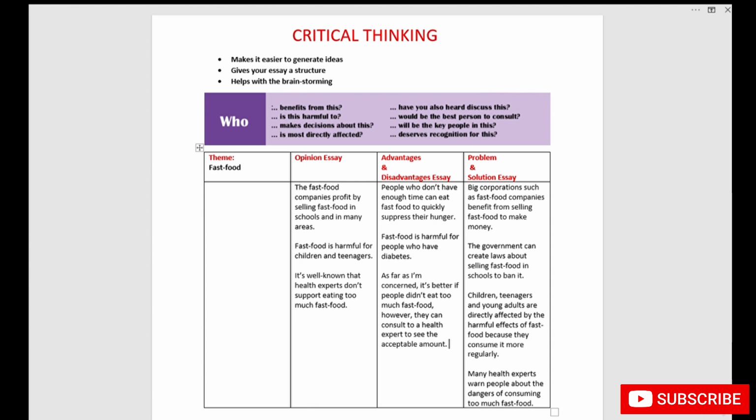So as you can see, some questions fit best to some kind of essays, and some questions go with all three of them. But the general idea here is that when you train your brain to think like this, it will be easier for you to generate ideas and for brainstorming. Now in our next video, I'm going to show you how to do the what question.